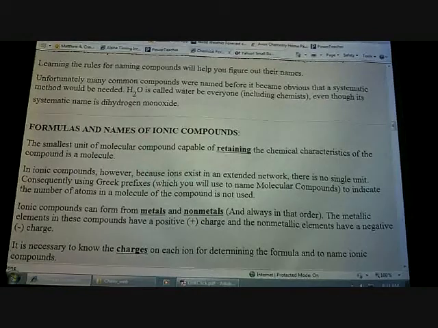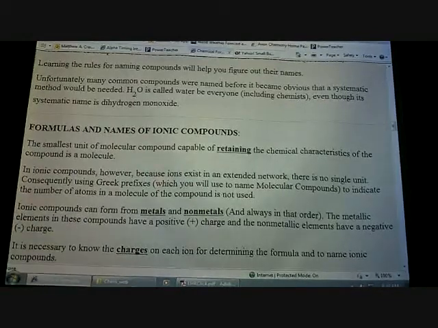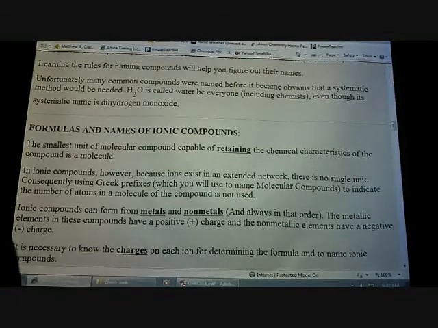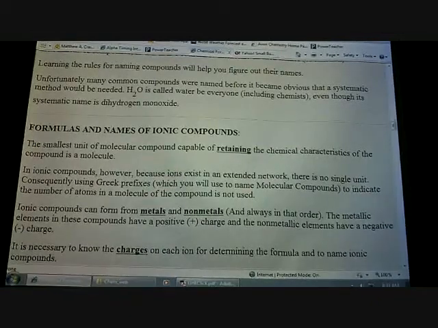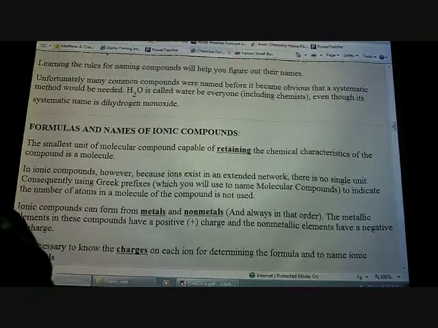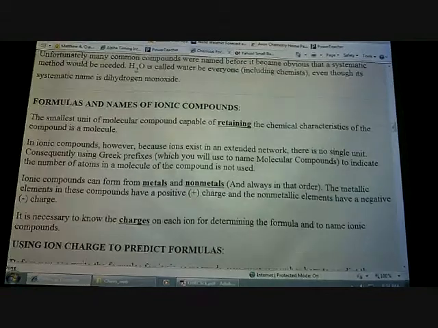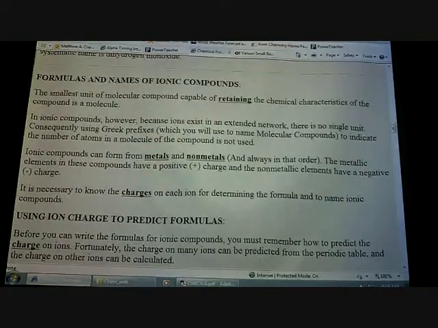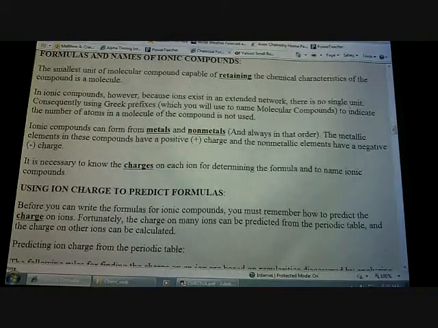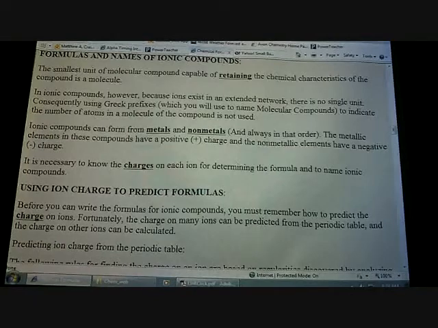It's necessary to know the charges for each of the things, and I will throw a periodic table up here in a second and have you write some information for the nonmetals. Because some of the nonmetals have more than one charge, but for what we are doing right now, we only care about a certain charge. Okay. All right, so using the ion charge to predict the formulas, again, the charge is going to tell you what the ratio is. The charge will tell you what the ratio is.